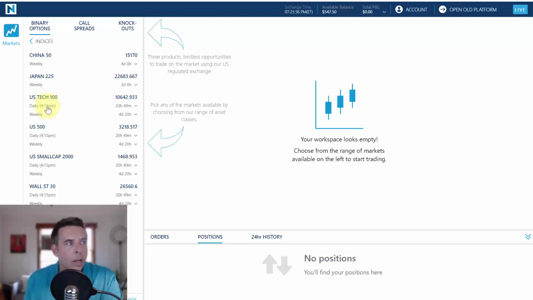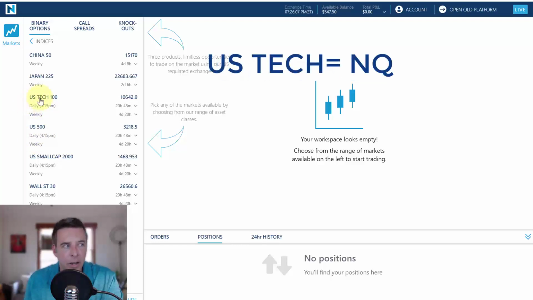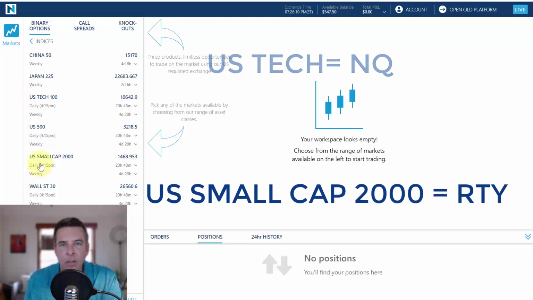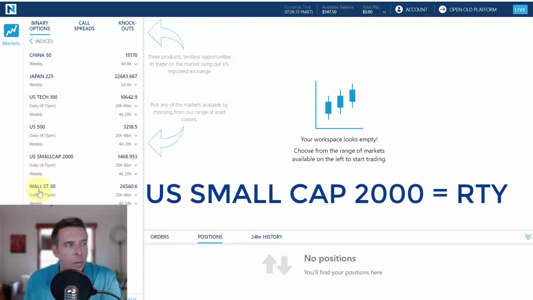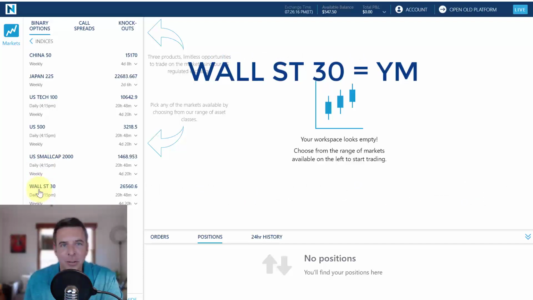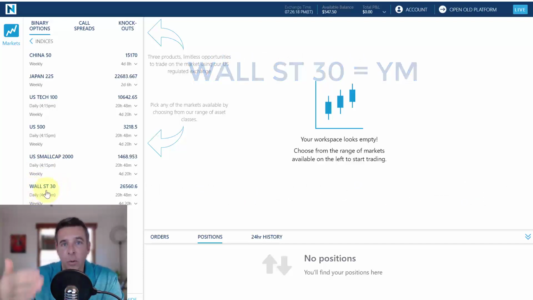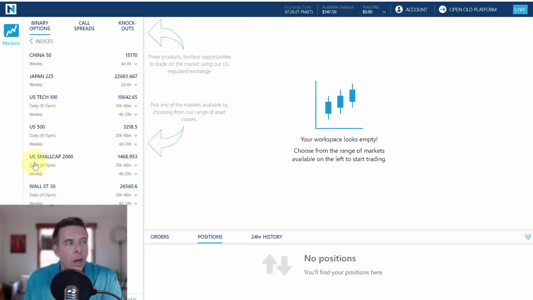So here's the corresponding: this US 500 right here is the S&P, this is the ES, okay? The Tech 100 right here is the NQ, the US small cap is the Russell, and the Wall Street 30 is the Dow Jones, okay? So again, Wall Street 30 is the Dow Jones, or the YM in the futures market. US Small Cap 2000 is the Russell, or RTY in the futures market. The US 500 is the S&P, or the ES in the futures market. And the US Tech 100 is the Nasdaq in the futures market, or the NQ.